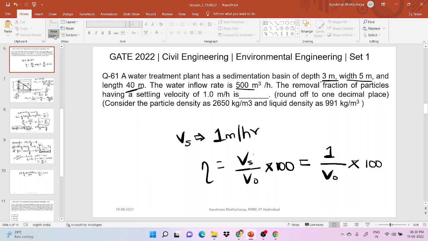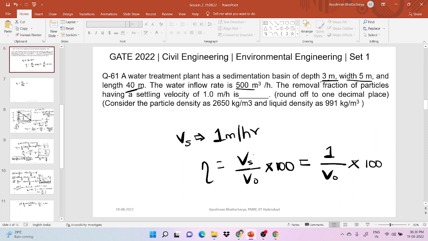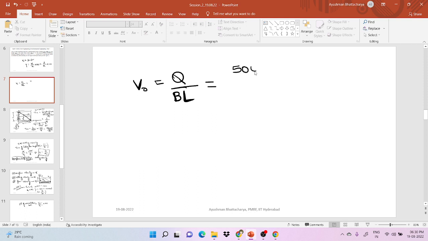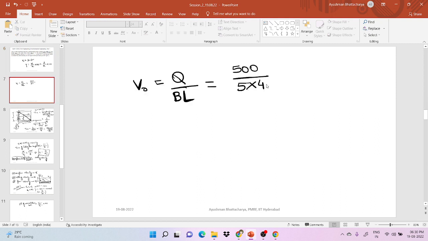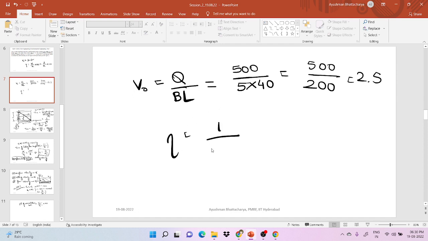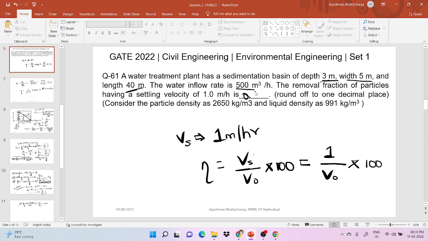How will we calculate the overflow velocity? V naught is equal to Q by BL. Q they have given us, 500 meter cube per hour. B they have given us 5 meter and length is 40 meter, so 5 into 40. So it is 500 by 200, which is 2.5. So efficiency is equal to 1 upon 2.5 into 100. So it will be 0.4, or 40%. The question asks to round off to one decimal point, so it will be 0.4.